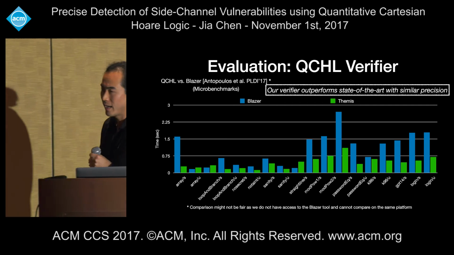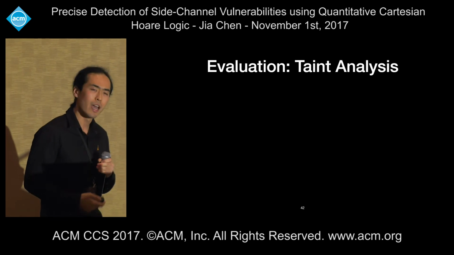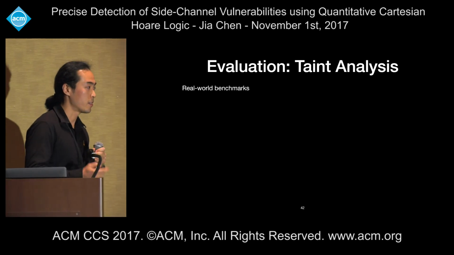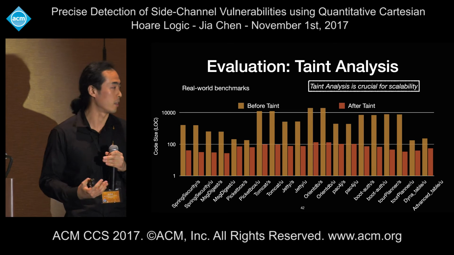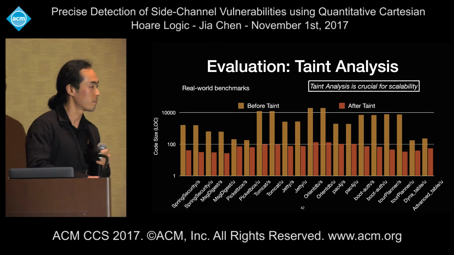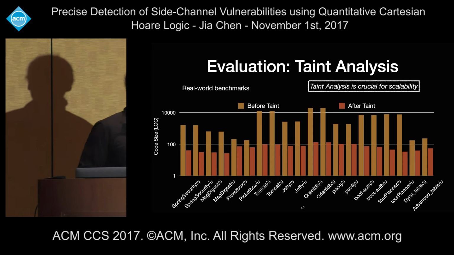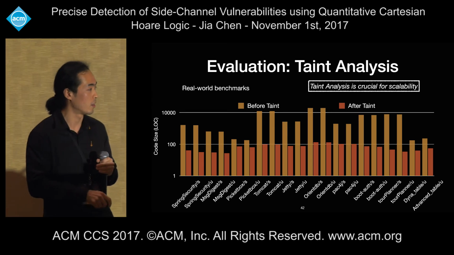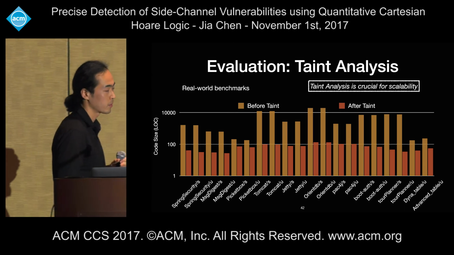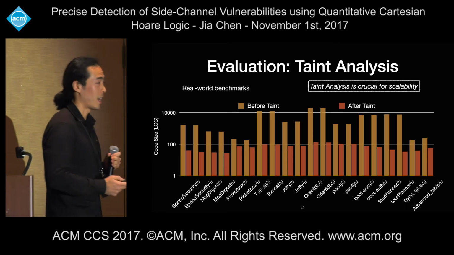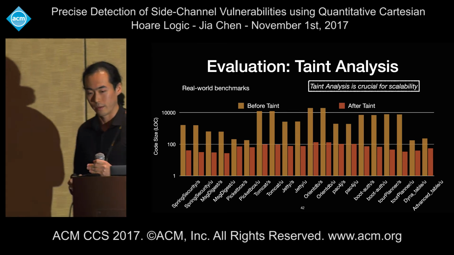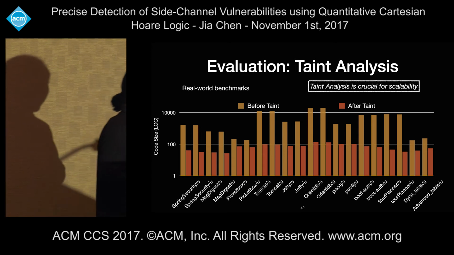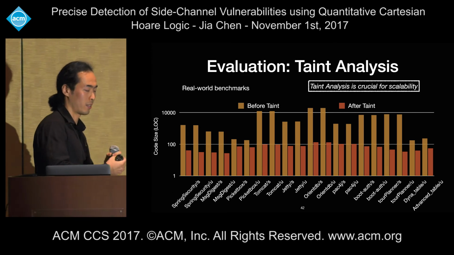Our next set of evaluation is about the effectiveness of the taint analysis. For that, we evaluate our analysis on real-world benchmarks. And this is the size of those benchmarks. And as you can see, some of them can be quite large. And after we run the taint analysis and get all the hotspot methods, this is going to be the size of all the methods. Notice that the y-axis is in log scale. So the takeaway point here is that our taint analysis is really effective in reducing the size of the program the verifier has to look at, and therefore it is very crucial and enables us to look at real-world code.